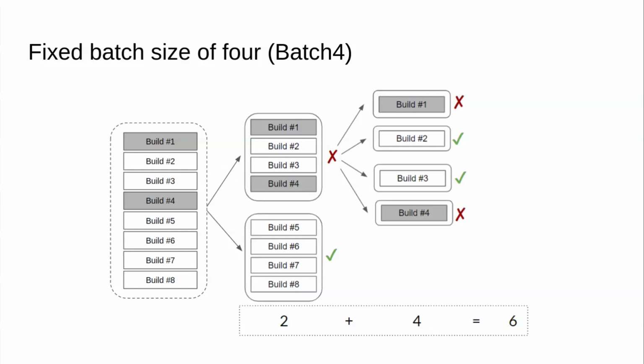We introduce a batching approach which always uses batch size 4. In this example, we have 8 builds. Instead of running the test at first, we just group every 4 builds together. The first batch fails, and the second batch passes. For the first batch, instead of bisection, we just test each build individually. As you can see, we have 2 executions at first and 4 executions for those individual builds. Together, we have 6 executions, which is better than the previous approach.